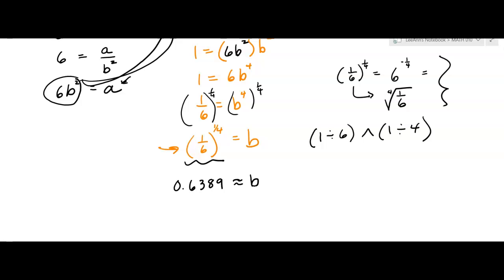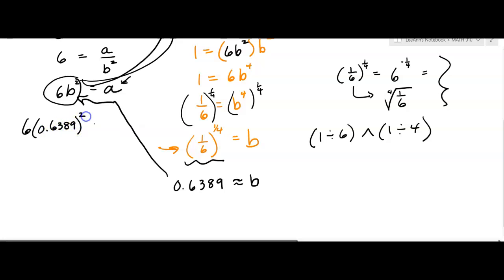Now, I've got to find a, so I've got to plug it in for b. I just got an approximation for that. So now we'll find a by saying 6 times 0.6389 squared equals a. I'm going to plug that into my calculator: 6 times 0.6389 squared, and I'm getting 2.44492, which is approximately what a equals.